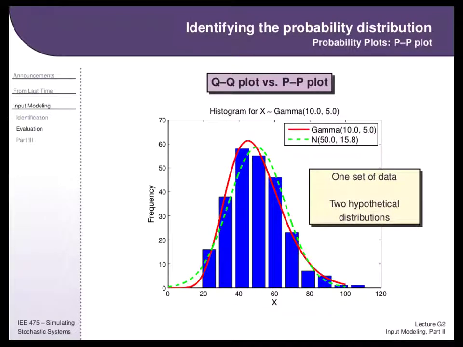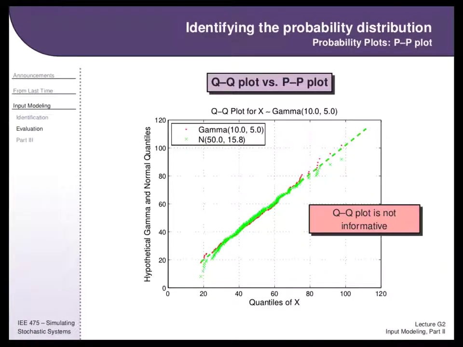So here's an example. I've got data in the blue bars. I've got two hypotheses. By eye I can't tell the difference between the gamma distribution and the normal distribution. They both look like they're pretty good fits. So which family do I pick? If I go to the QQ plot, it's not that helpful because both of them sort of pass the fat pencil test. There's no real difference between the green and the red and the diagonal. They both look like they agree.